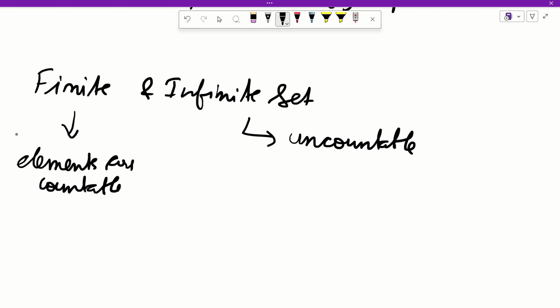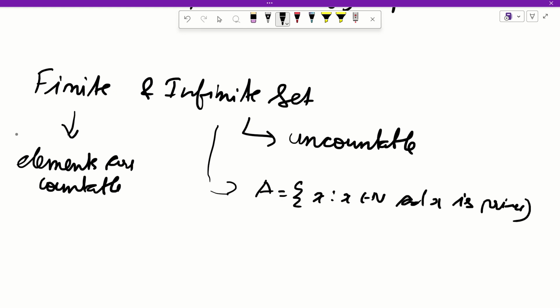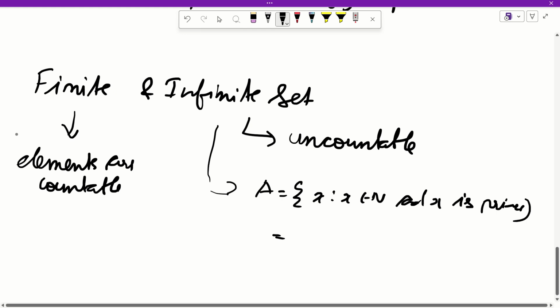Let's give an example of an infinite set. A is equal to the set of x such that x belongs to natural numbers and x is prime. Here we know that it will start from 2, 3, 5, 7, 11, etc. It will keep on going. We are not able to count the elements. So we can say this is an infinite set.